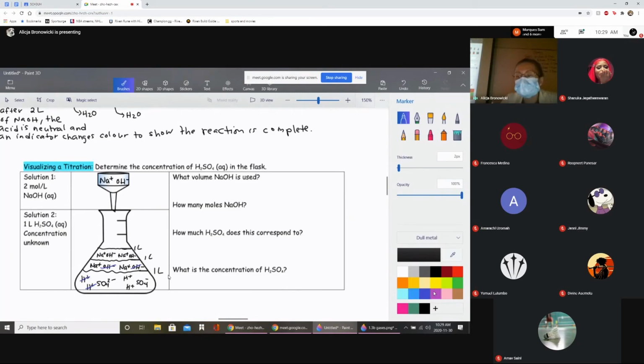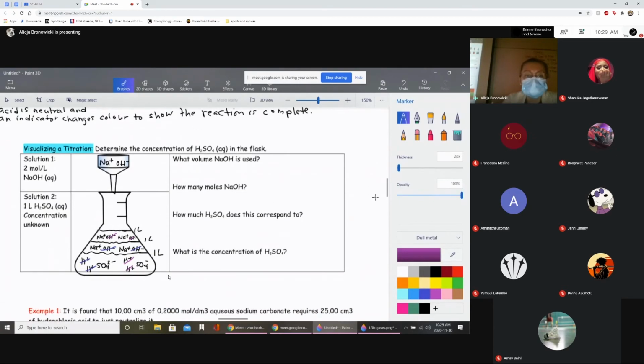Okay, so I've neutralized probably the rest of my acid. So this H+ gets neutralized. This H+ gets neutralized. Okay, so at this point, my indicator changes color. So after 2 liters of NaOH, the acid is neutralized.